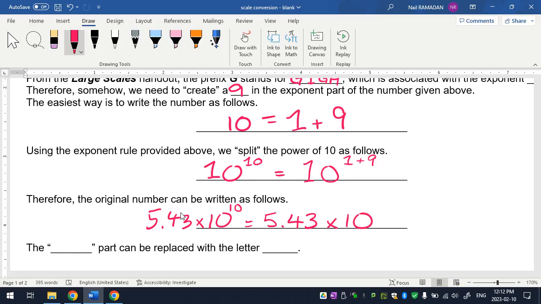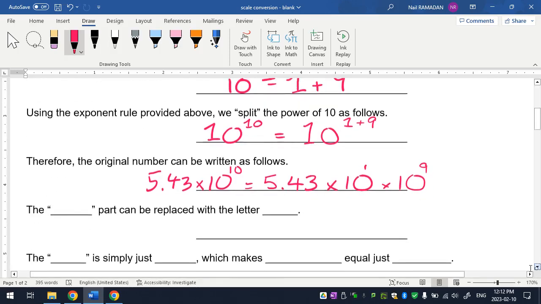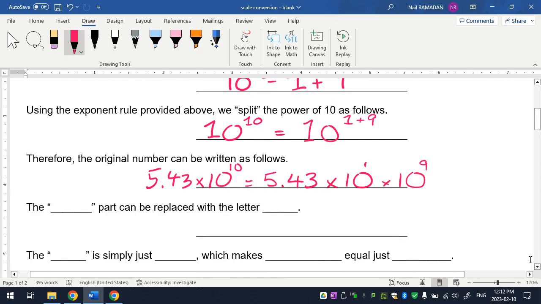1 plus 9. But I don't want to do it 1 plus 9. I'm going to split the bases. So 10 to the 1 times 10 to the 9. Which one of those do we have on the sheet? The 9. The 10 to the 9 part can be replaced with the letter G. That's the whole idea. I'm trying to create a capital G.